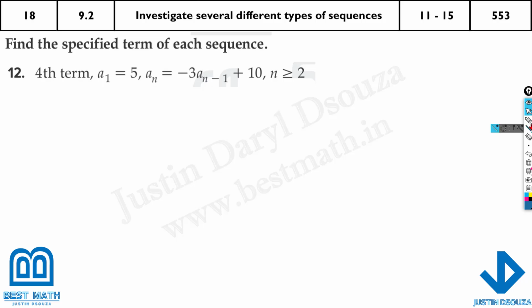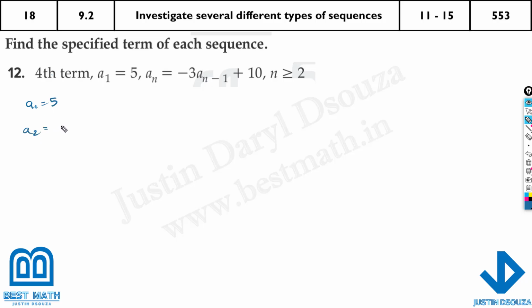Let's look into the next problem here. Fourth term. We need to find the specified term. That's the fourth term we need to find. If the first term is given as phi, and look at this, it's a recursive formula. That means you can't jump to the fourth term without knowing the previous terms. It's not explicit. Explicit means if you want the fourth term, you directly put n as 4, you'll get it. But there's no n here. So now how can we find the next term? You can't directly jump to the fourth term. You need to find A1, that's phi.